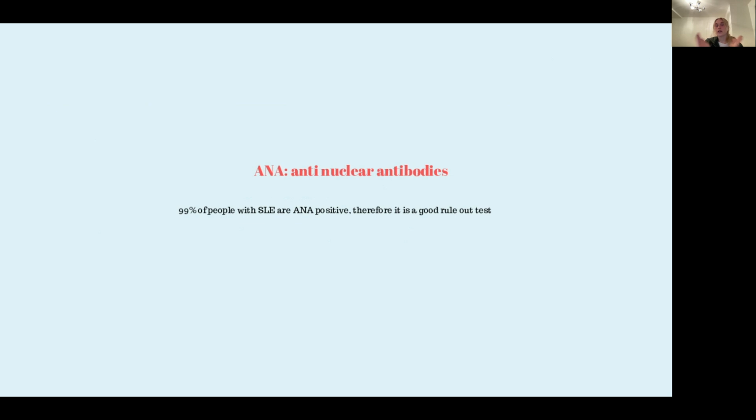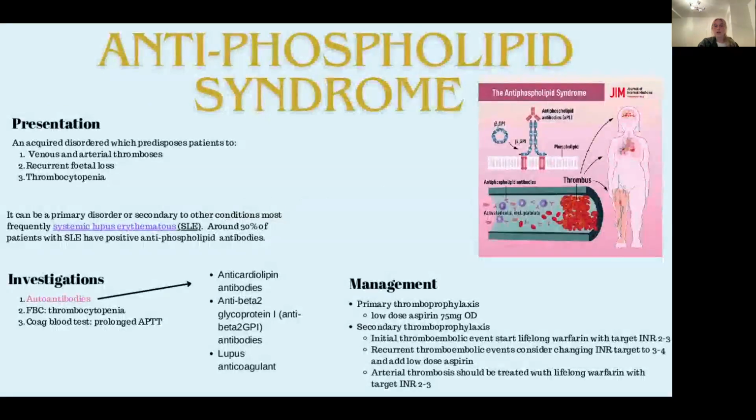And that's because we know that 99% of people with SLE will be ANA positive, and then we can go to our more specific antibodies after that. Has anyone got any questions about SLE before we move on? No? So moving on to antiphospholipid syndrome.